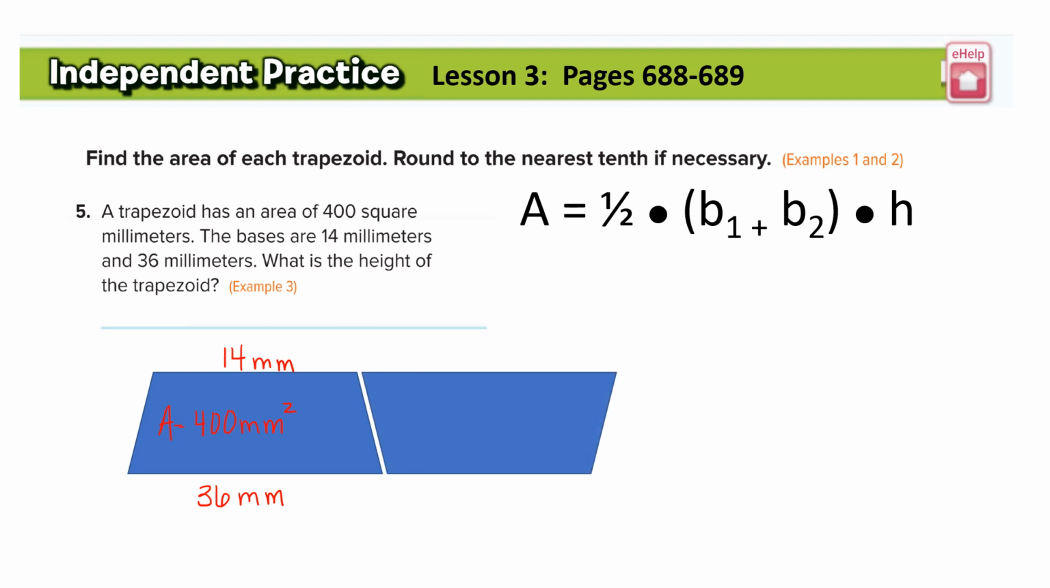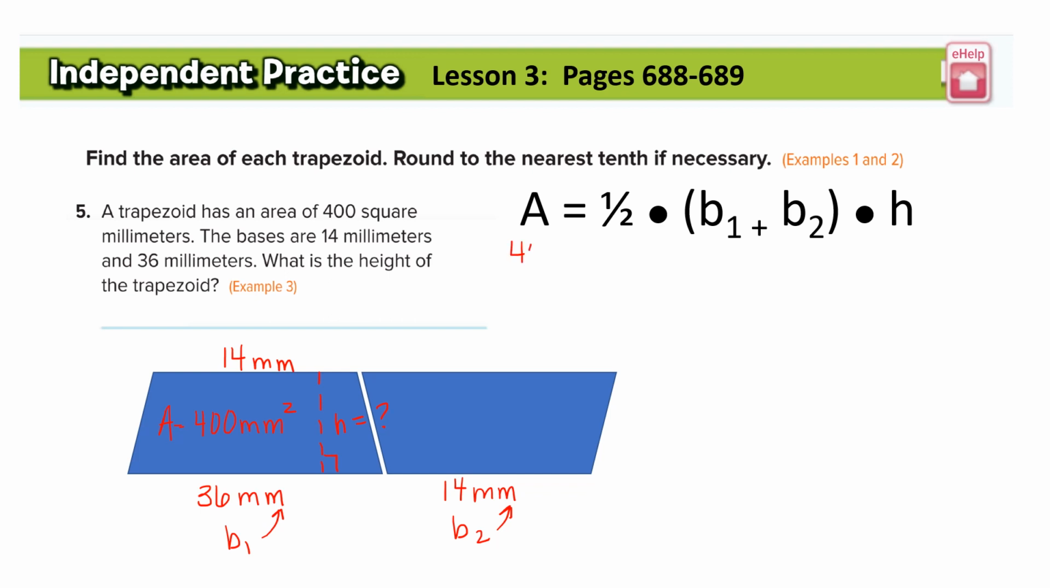I'm going to show you another trapezoid, the same trapezoid, so that way you can see the two bases at the bottom to make the parallelogram. So this would be base 1, and this is base 2, and we're being asked to find the height. And remember, the height is perpendicular to the two bases. So the height equals question mark.